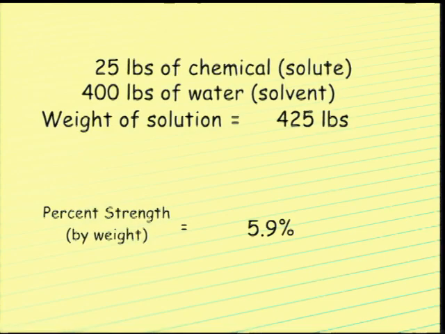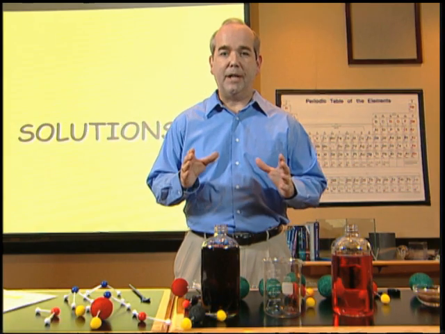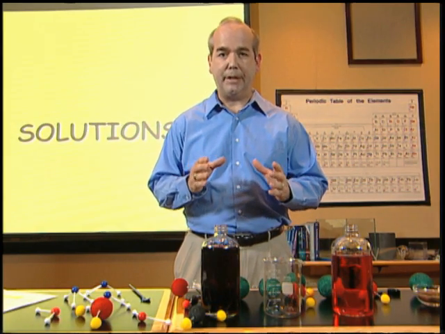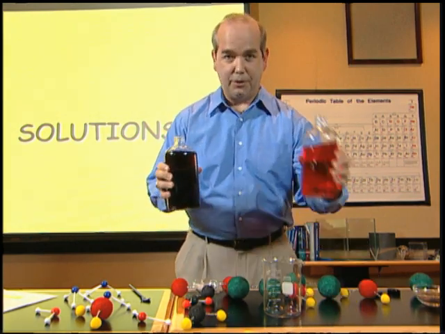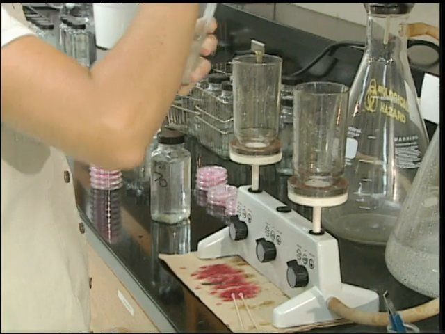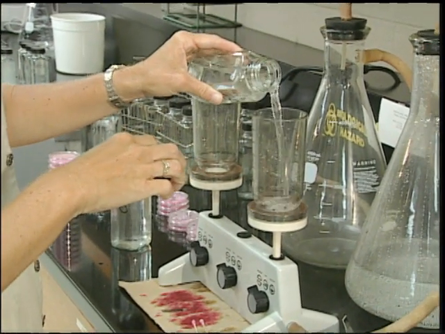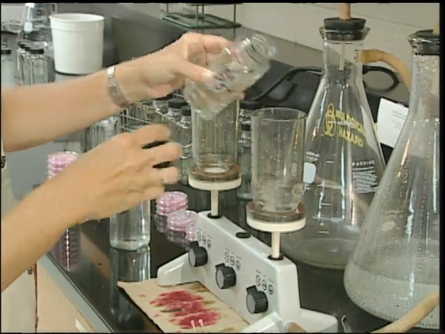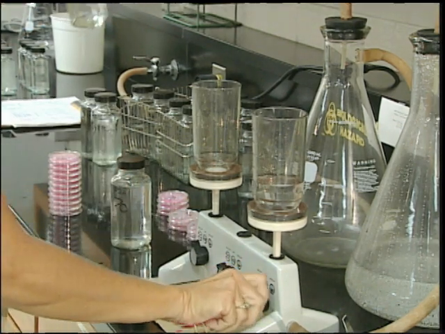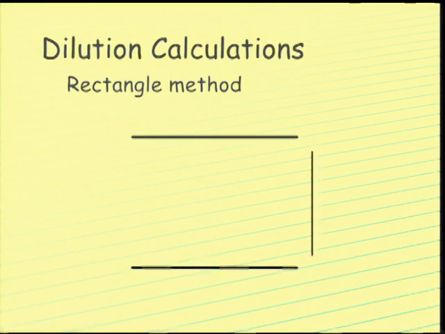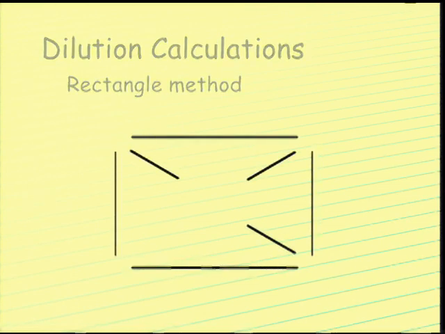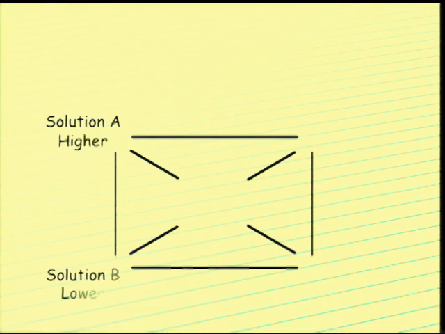5.9% strength by weight. Sometimes a particular strength solution will be made up by diluting a strong solution with a weak solution of the same chemical. The new solution will have a concentration somewhere between the weak and the strong solutions. To determine what amounts of weak and strong solutions are needed, use the dilution rule or rectangle method as shown here. Here's how to use the rectangle method in a sample problem.